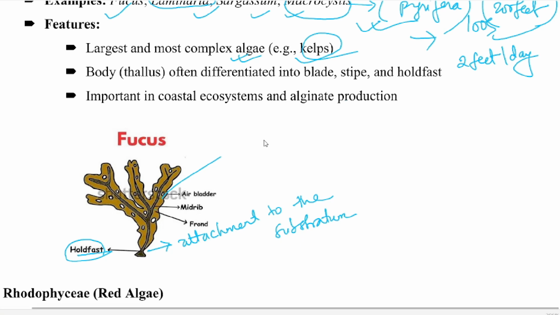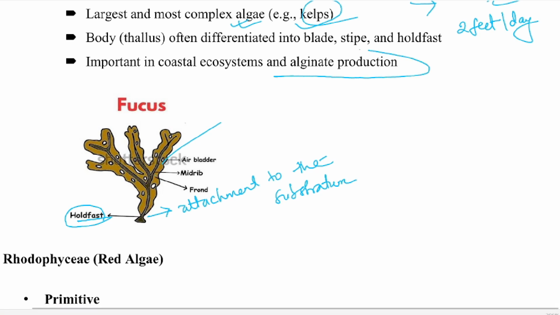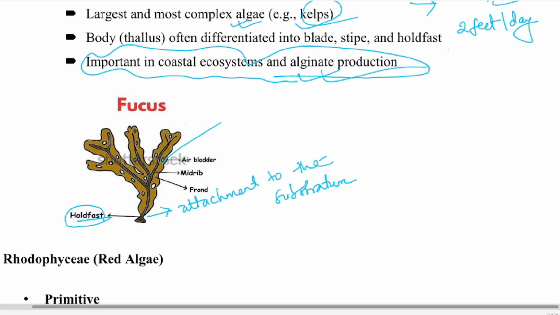It is important in the coastal ecosystem and alginate production. As it is, you can remember that in case of brown algae, there is a presence of alginate in the cell wall, so it is very important in the coastal ecosystem and alginate production.